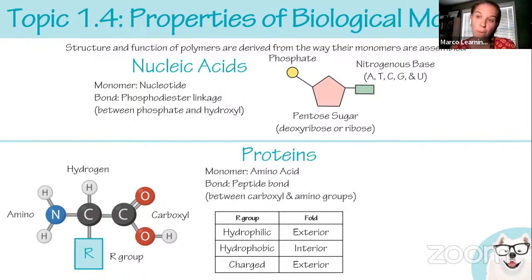It could be a hydrophobic R group. If it's hydrophobic, that means it has a whole bunch of non-polar. So you have a benzene ring, you've got a whole bunch of carbon-hydrogen bonds. There's not really an oxygen, sulfur, or nitrogen in that R group.